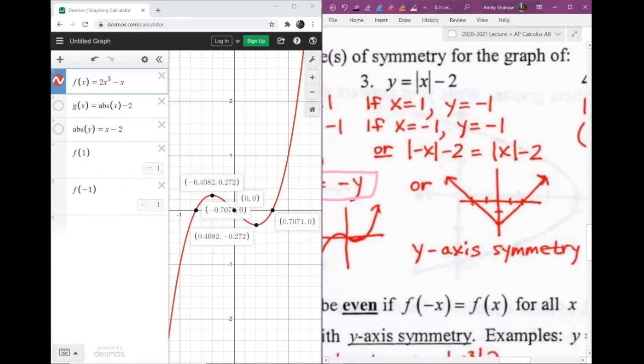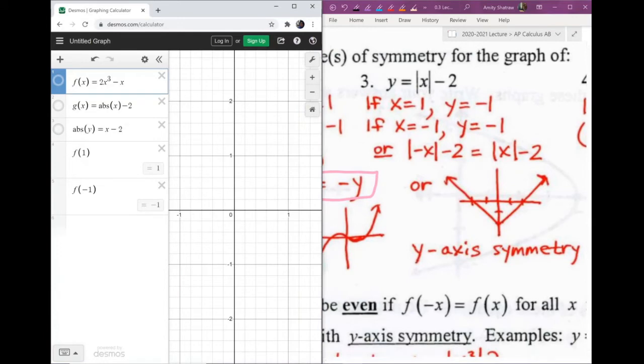So number 3 is the next graph, and I'm going to turn this one off. It says that if you plug in 1, that you get a negative 1. And if you plug in a negative 1, you also get a negative 1. So I will do that on Desmos. See, there's G. And here's G. And ta-da, I'm saying that both of those have a value of negative 1. So if I plug in a number and its opposite, I get the same output.